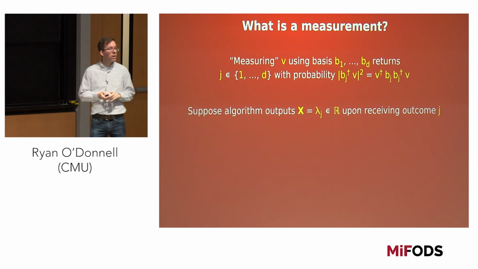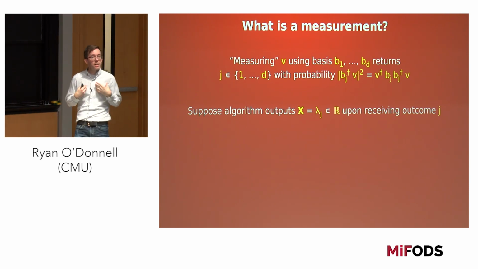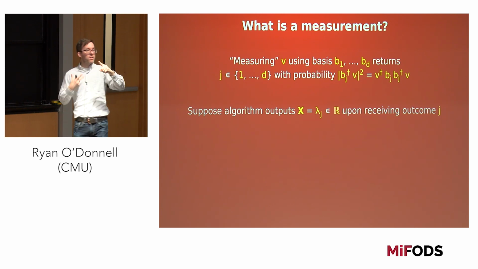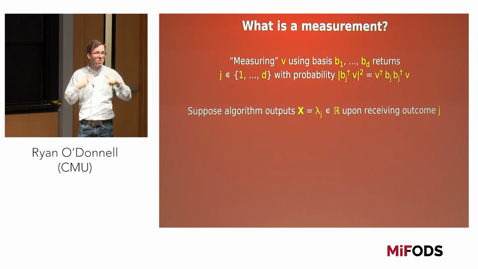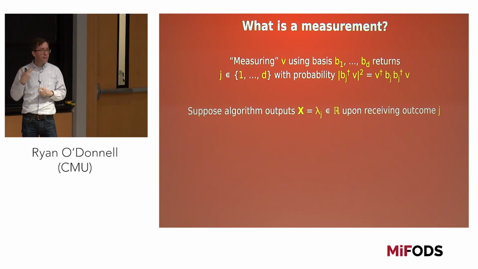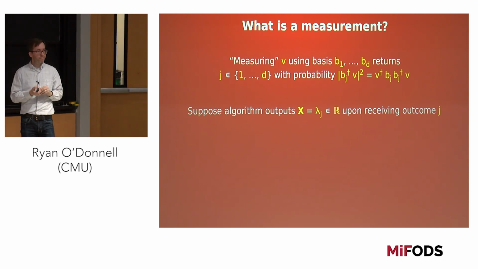Yeah, that's actually the algorithm's choice, b. It's kind of confusing because there are two orthonormal bases. The algorithm doesn't know the vector v that it's measuring, which was drawn by nature according to some distribution. But the algorithm, of its own agency, gets to choose its favorite basis, b1 through bd. And then this measurement happens.